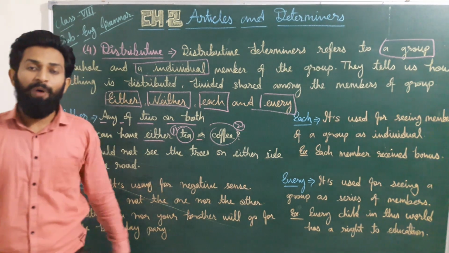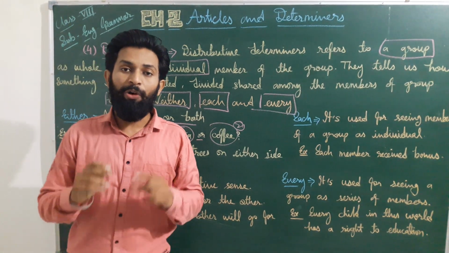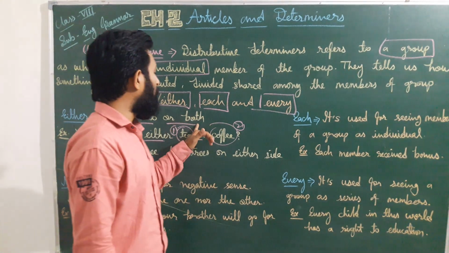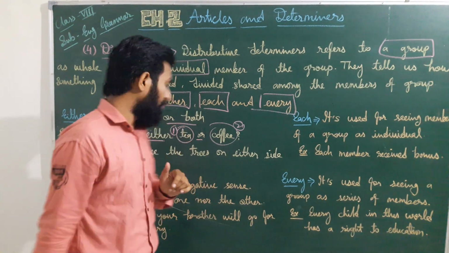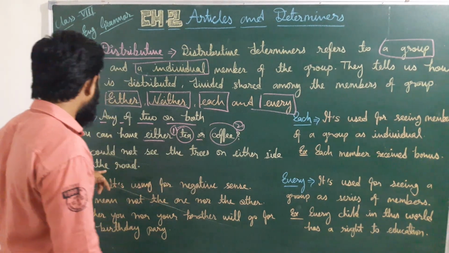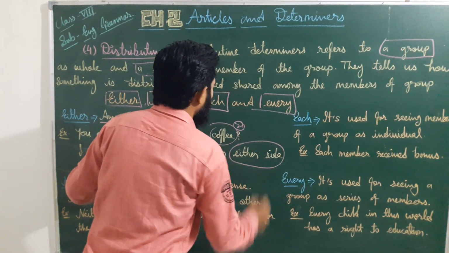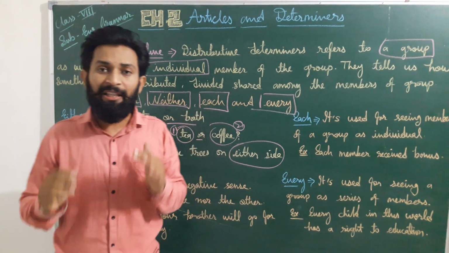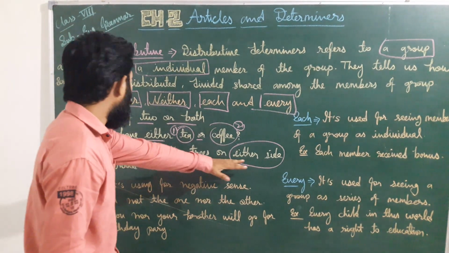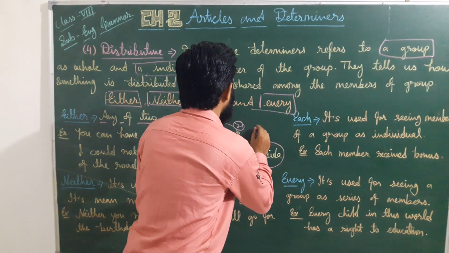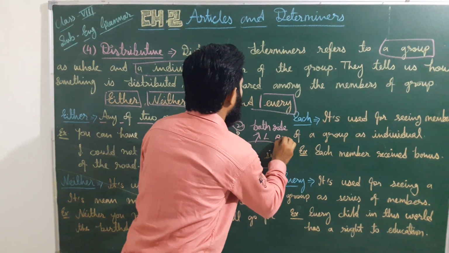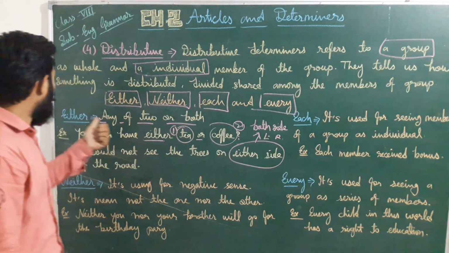If you have two choices and you have to choose any one of them, then in that condition you have to use either. The second condition is given here for both. You can use it for both cases also, like, I could not see the trees on either side of the road. The road is fully blank, no trees; we can watch both sides of the road. Then we can say that I could not see the trees on either side. Either side means both sides, left and right. So for both also we can use either.